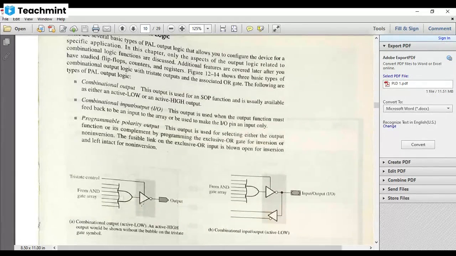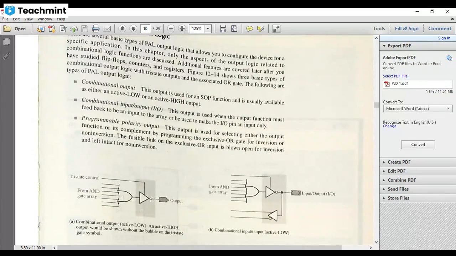If we have an active high buffer here, then the output is active low. That is a combinational output. Here it is active low, and the active high output would be shown without the bubble. So if the bubble is absent, then it is active high.